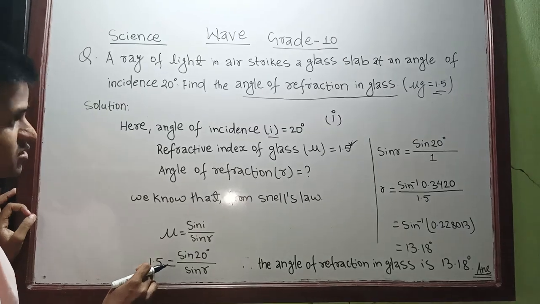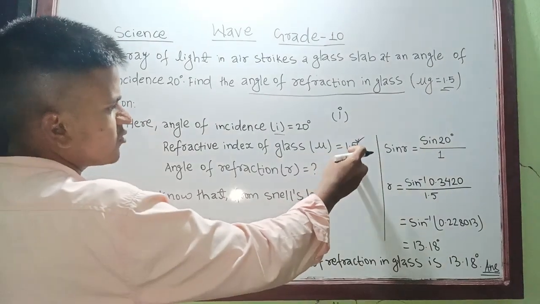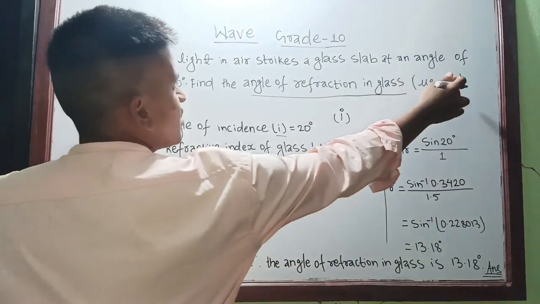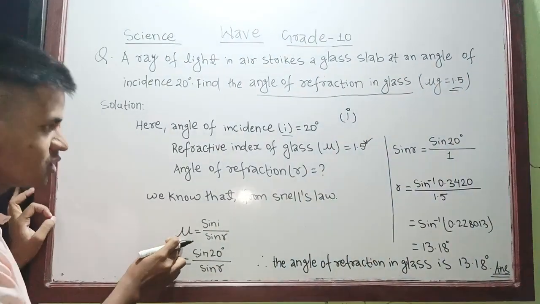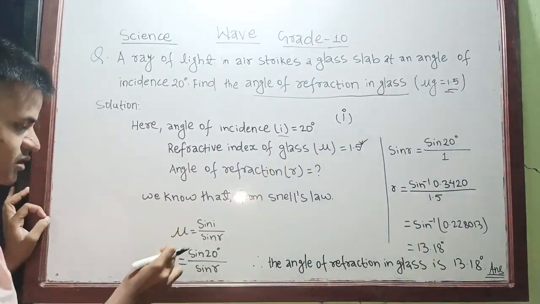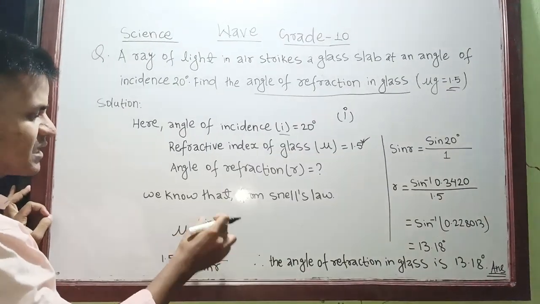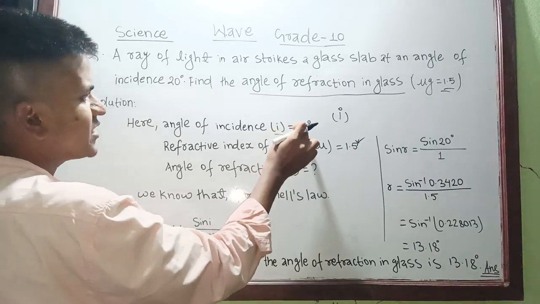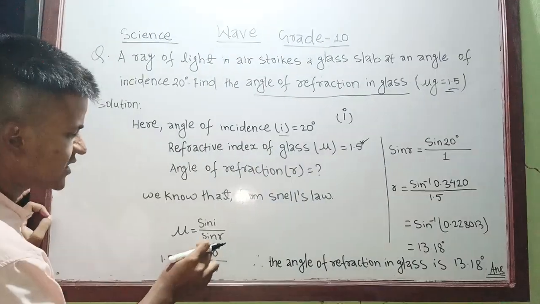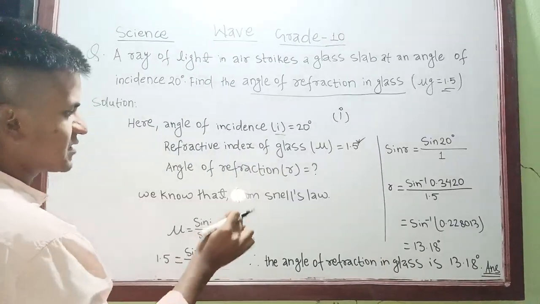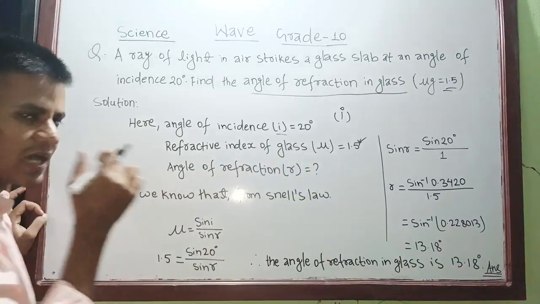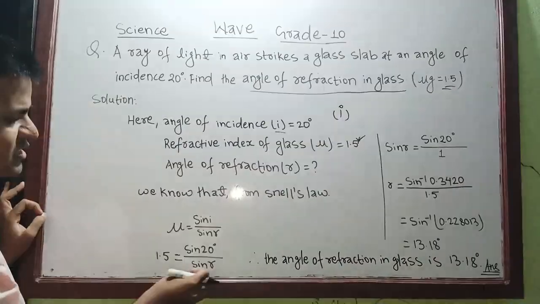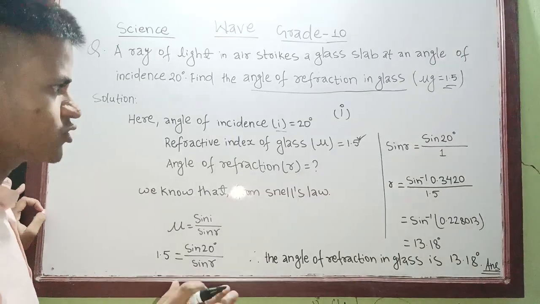Another thing is that this is 1.5. So the mu value is 1.5, and substituting this value here, this is 1.5 equals sine i by sine r. What is the value of i? i equals 20 degree. So sine 20 degree. Sine r, what is the value of r? We have to find this out, so we will just write sine r here only and not do anything.